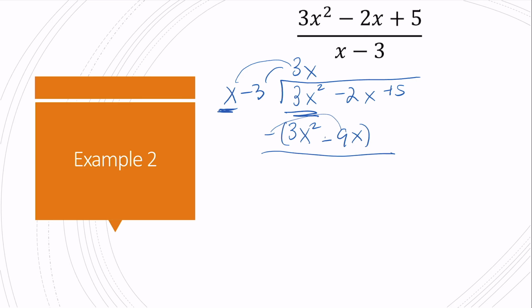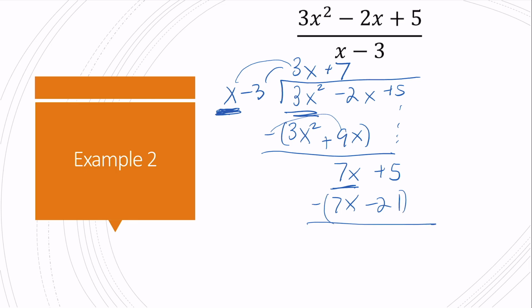Negative 2 plus 9x gives me a 7x. And I pull down my next term. What do I multiply x by to make it look like 7x? Well, that's going to be 7. 7 times x is 7x. 7 times negative 3 is a negative 21. And then I subtract. 5 minus a negative 21, that becomes a plus. So my remainder is 26.